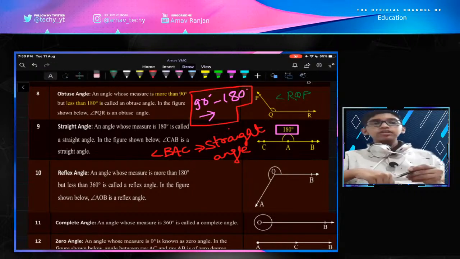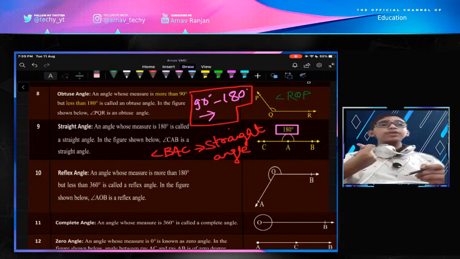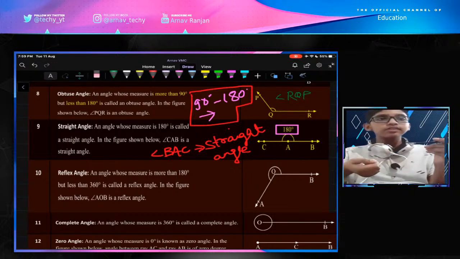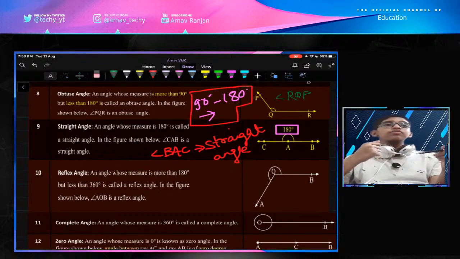Many of you are asking in the comments which pencil or pen I'm using. This is a stylus. This is not a simple pen or pencil. This is used to write on tablets or iPads.